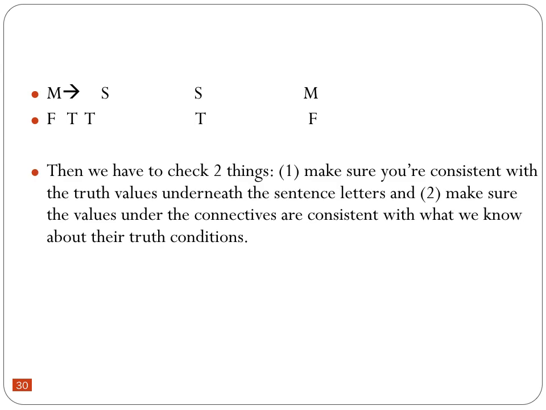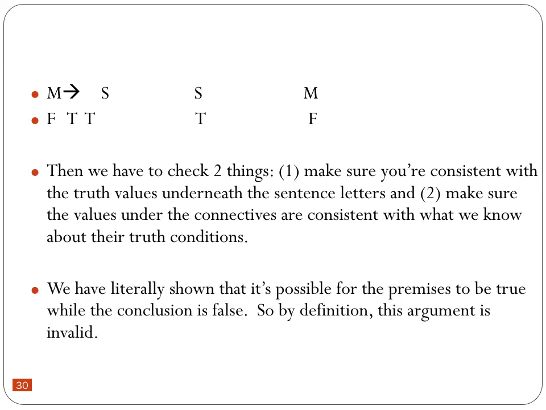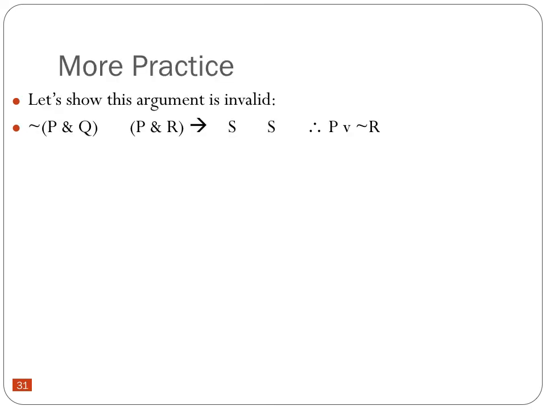So again, this is a recap. We have to check two things. One, make sure we're consistent with the truth values underneath the sentence letters. So all the S's are true, all the M's are false. And two, we need to make sure the values under the connectives are consistent with what we know about the truth conditions. There's only one connective, the arrow, and it is okay to say that it's true, because an arrow is true if the left side's false and the right side's true. We've literally shown that it's possible for the premises to be true while the conclusion is false, so by definition, the argument is invalid. Let's look at a more complicated argument.